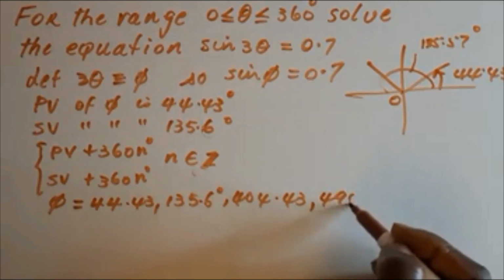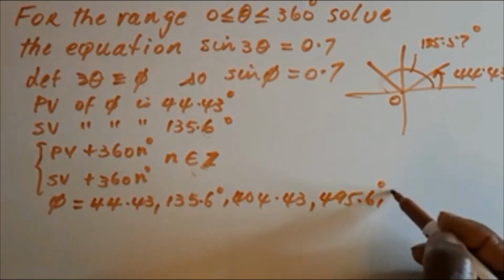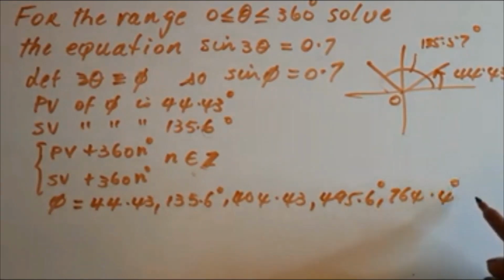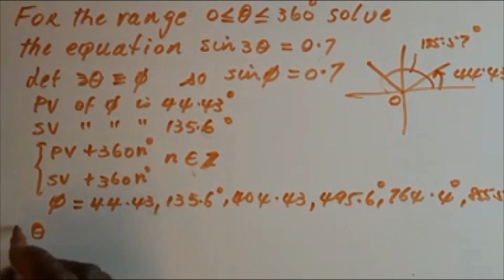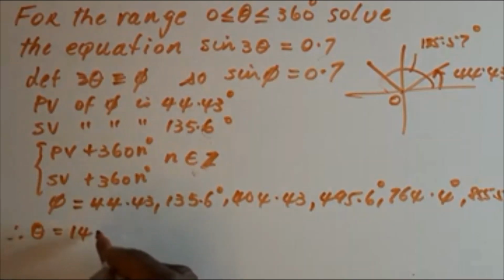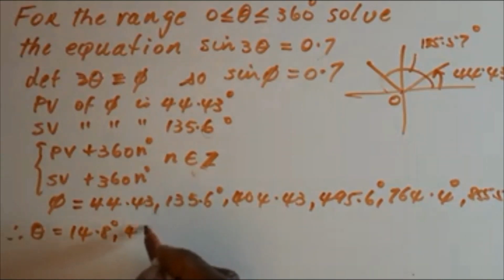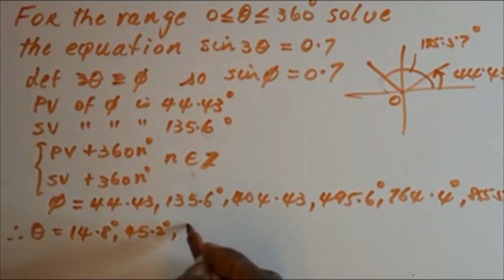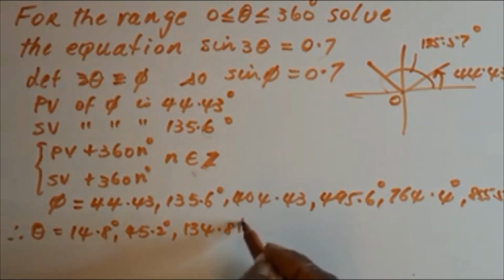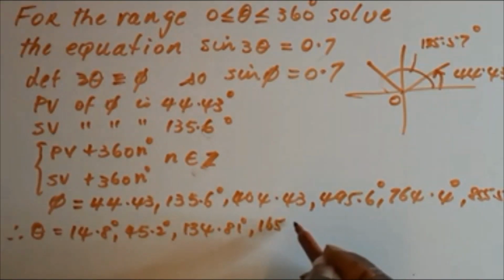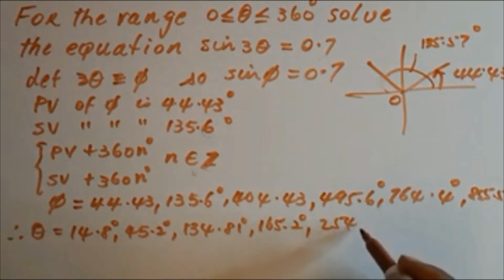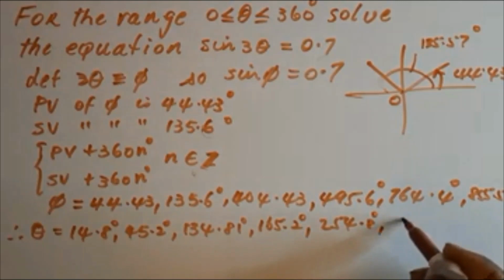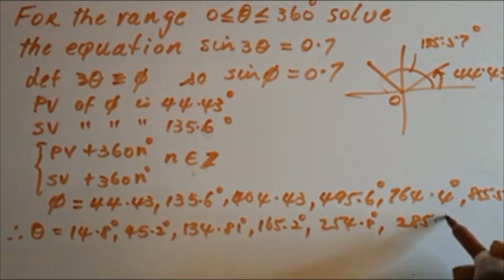We have 495.57, 764.4 and 855.57, and theta, therefore theta is 14.8, 45.2, 134.81, 165.2, 254.8, and lastly 285.19 degrees.